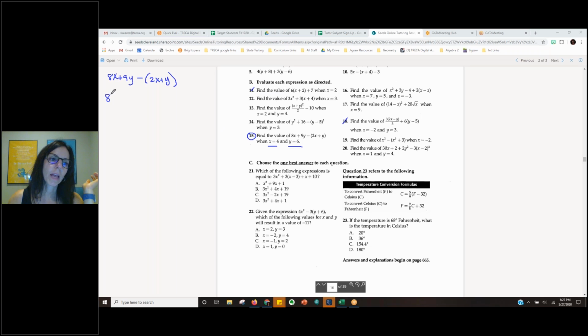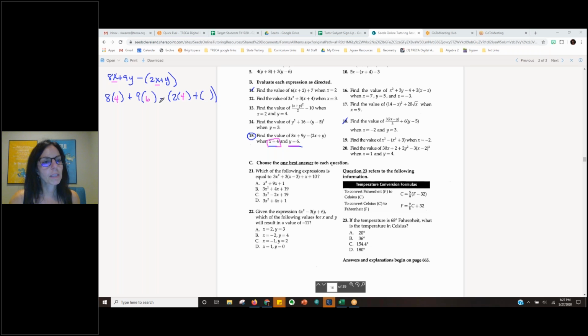So I'm going to rewrite this with blanks. I have 8 times x, putting a blank, plus 9 times y, I'm putting a blank, minus, open parenthesis, 2 times x, so there's a blank, plus y, so there's another blank. So let's take our color. I think that pink really stood out. There we go. Okay. X is going to equal 4. Here's an x. Here's an x. 8 times 4. Skim over to where the other one is. 2 times 4. Y is going to equal 6.